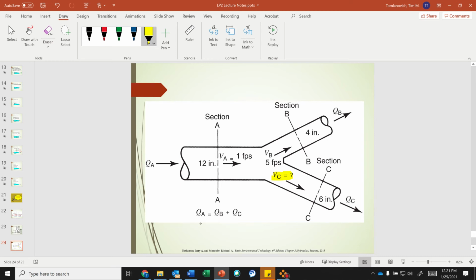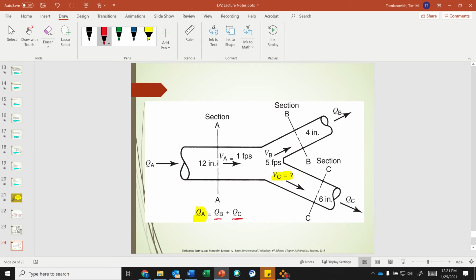Remember, Q in has to equal Q out. So Q in, which is QA, has to equal QB plus QC. Knowing that, we have a velocity and we have a diameter, so we can calculate the Q at A here, correct?